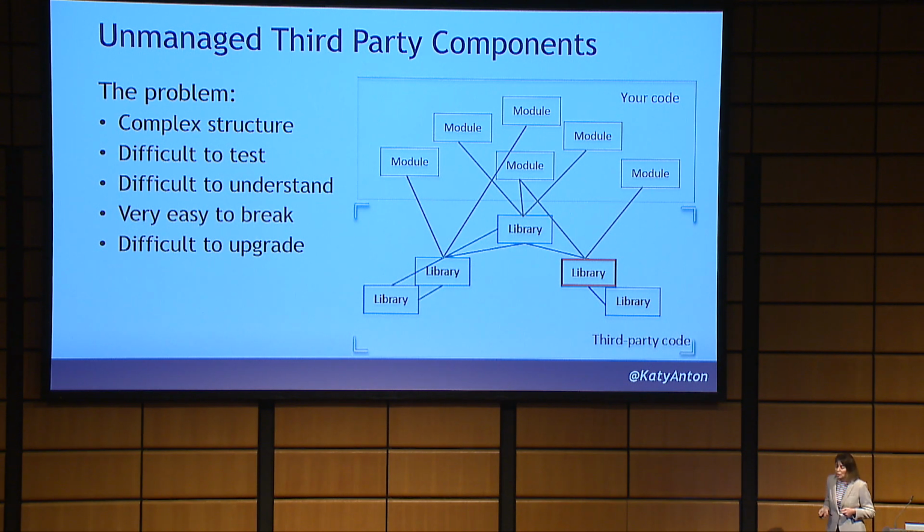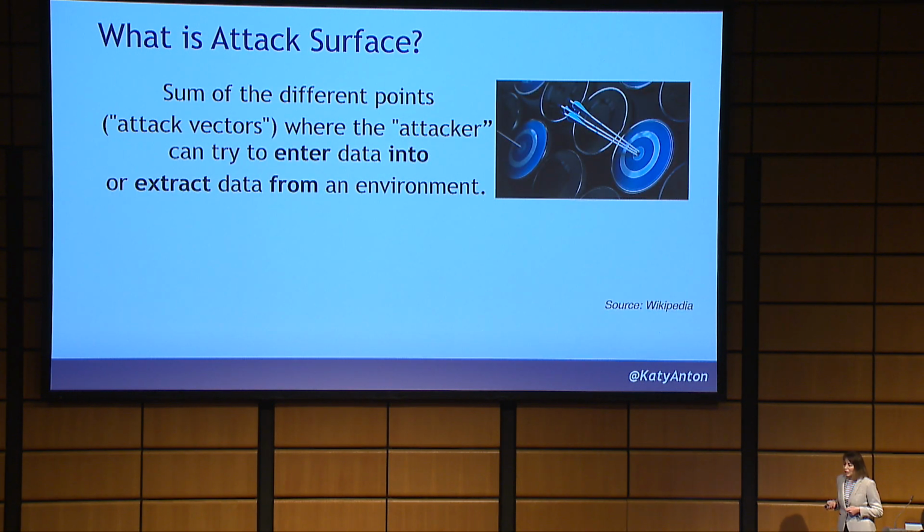From a security point of view, all of those touch points where the third-party code touches your own code also represent extra attack vectors. And they add up to your software's attack surface. So, to give a simple definition from Wikipedia, the attack surface is the sum of your total points that an attacker can use to get data into or extract data from your application.